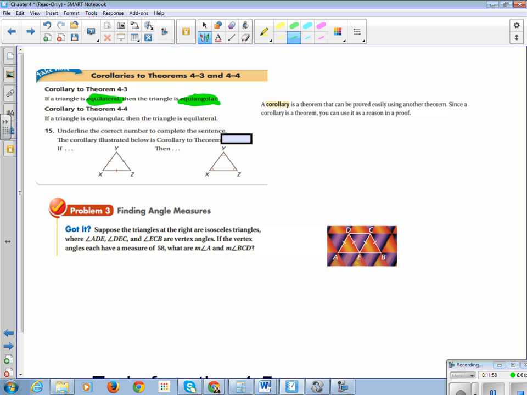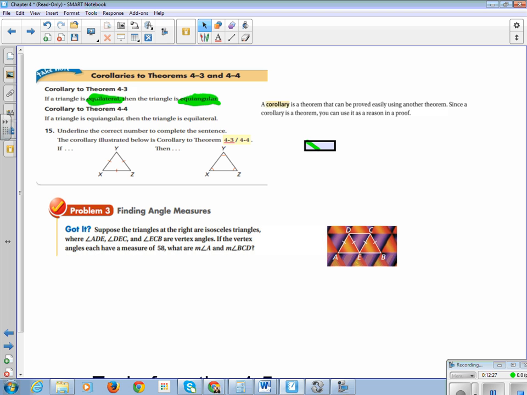And then if a triangle is equiangular, so the converse is true, then the triangle is equilateral. All right, the corollary used to illustrate below, if I have all sides congruent, then I have all angles congruent, is theorem 4-3. Corollary to theorem 4-3.